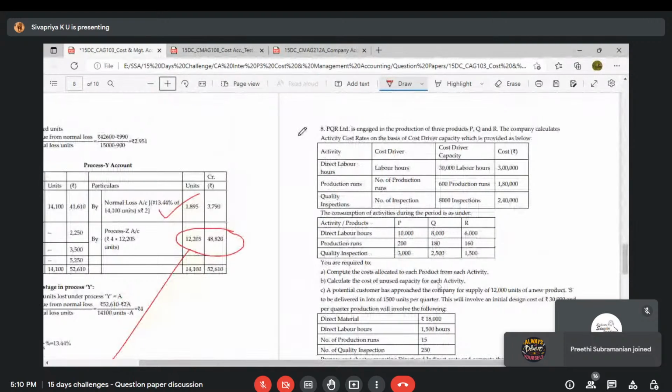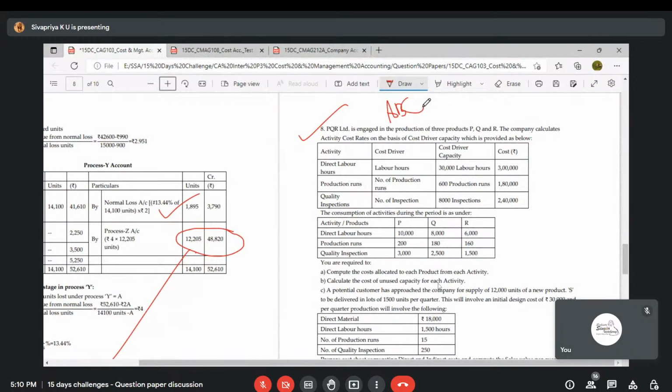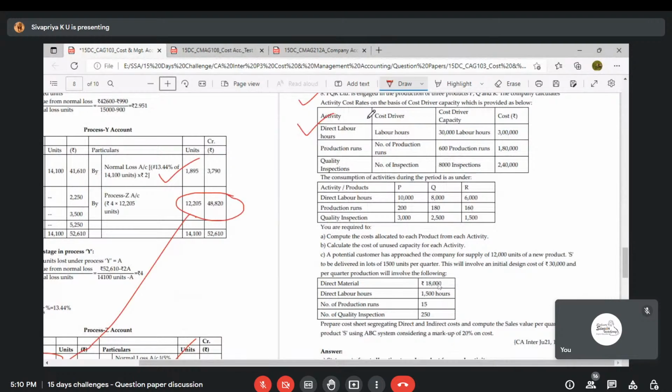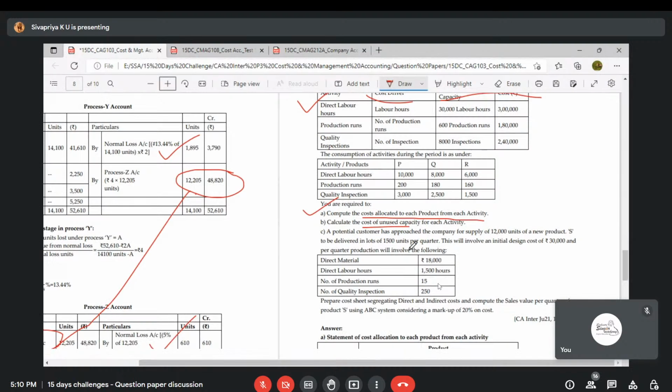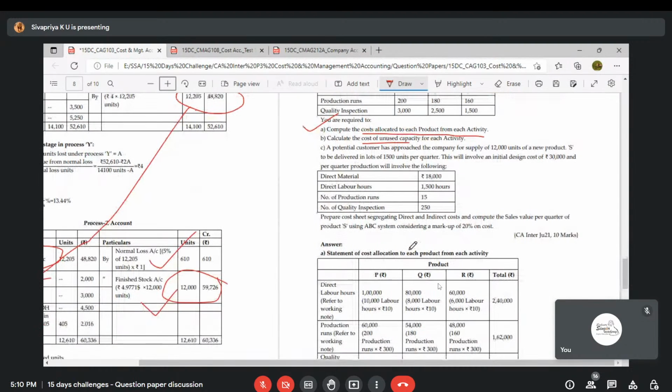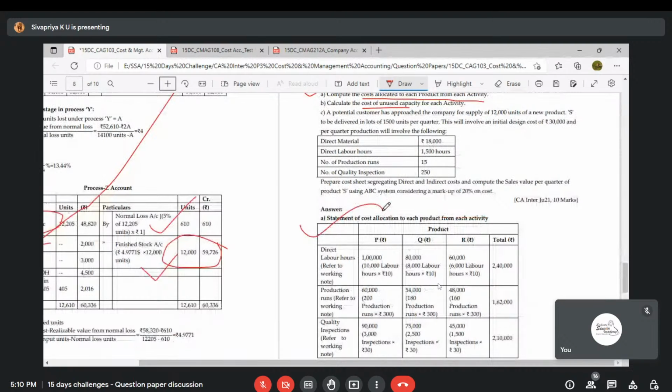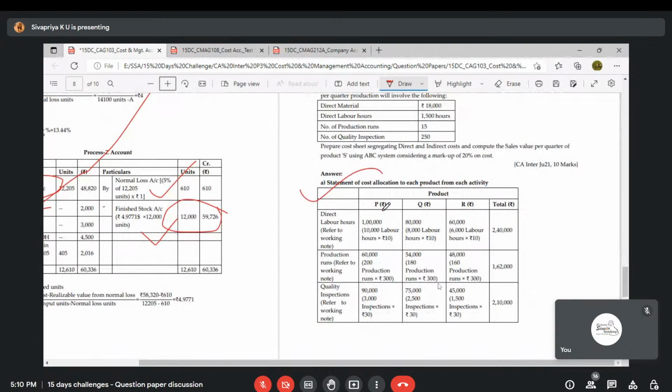Then question number 8. Question number 8 is activity based costing, ABC costing. As far as activity based costing is concerned, we have all the details: cost, activity, its driver, capacity and cost available. What you have to do is, first compute the cost allocated to each product from each activity, and find the unused capacity. The first answer: you have to allocate the cost to product based on the activity.